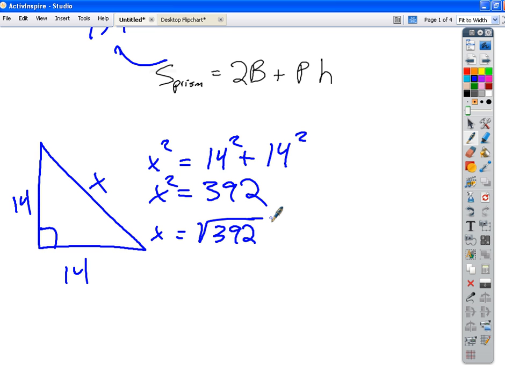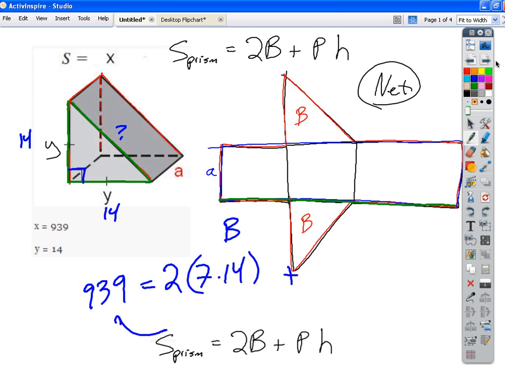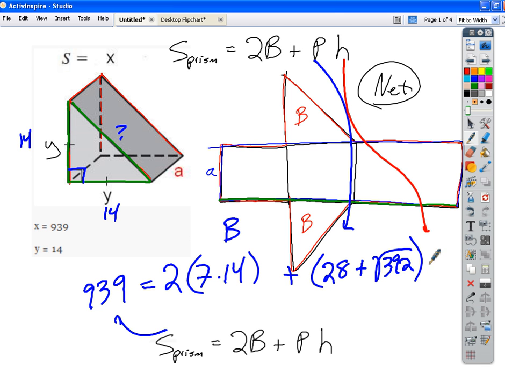But now that we know what this distance is, the square root of 392, what's the perimeter going to be? The perimeter is just the sum of all those distances. So 14 plus 14 is what? 28. Plus this distance right here, which we just found was the square root of 392. Times h is a.